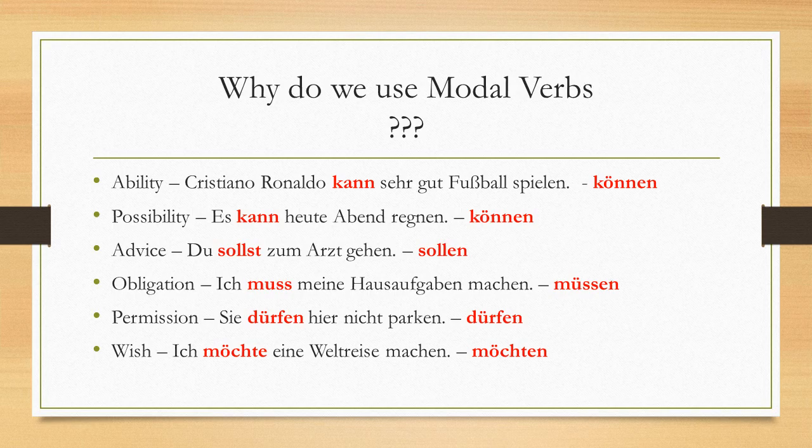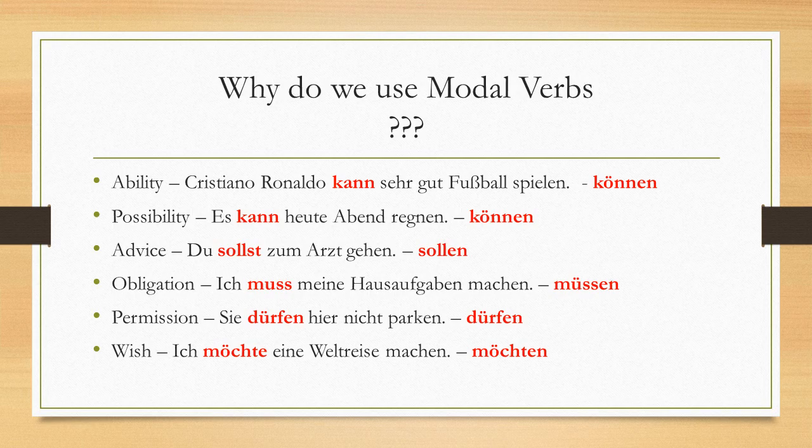So modal verbs are mainly used to talk about ability, possibility, advice, permission, wish, obligation, and in some other cases. And here I have provided you with some examples to cover some of them. If we take a look at the first example, here I have used the modal verb können, and I have mentioned the ability of a player to play football.